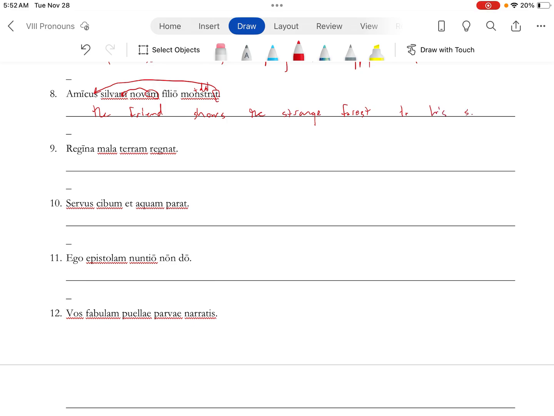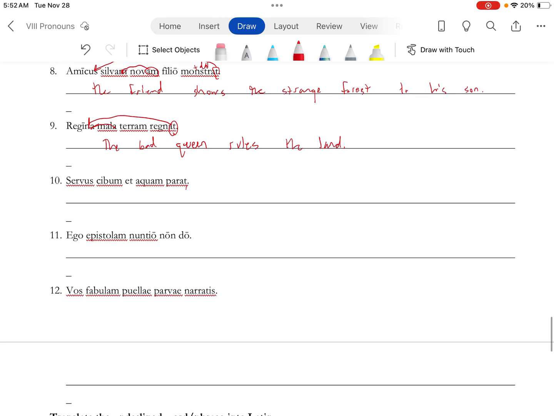To his son. T, he, she, it, the bad queen. Ragna rules terror on the land. T is the serwa, so the servant is preparing cibum et aquam, food and water.